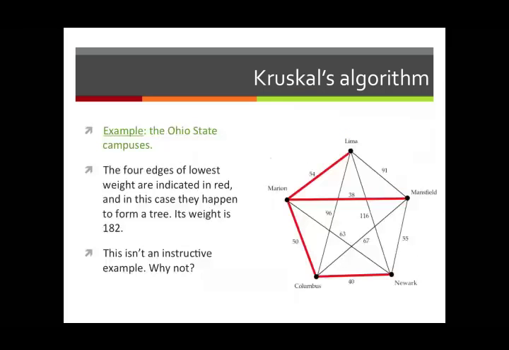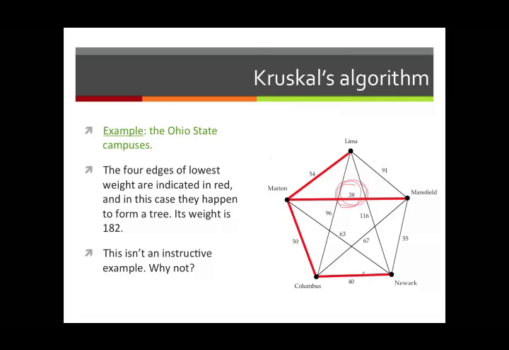So let's look at an example. The example I want to look at is the Ohio State campuses. Okay, now I'm already showing you the final answer, but let's see how we got to this. How did we discover that this is the spanning tree of least total weight? Well, here's what you do. You look over the graph and you ask yourself, what is the edge of least total weight? And the answer is it's the edge from Marion to Mansfield, and that weight is 38. So you draw that in.